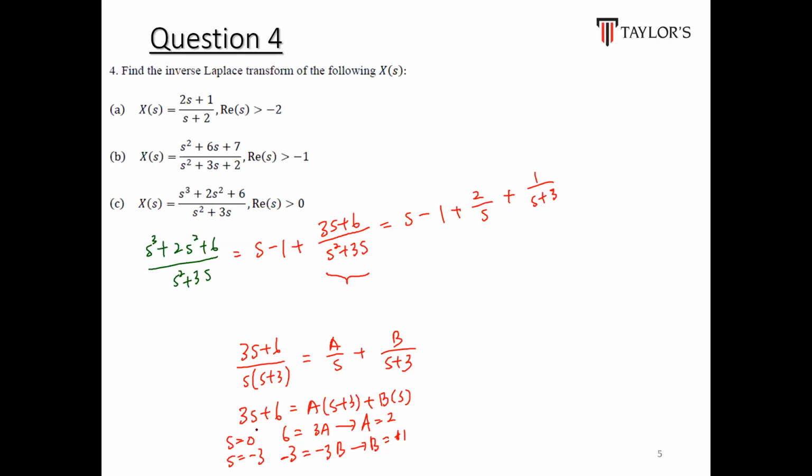All right, so s is negative 3. So we get negative 3 equals negative 3B. So B is positive 1. So let me check again. A(s plus 3) plus Bs gives 2s plus 6 plus s, so it's 3s plus 6. Correct? Okay, this one is correct already.